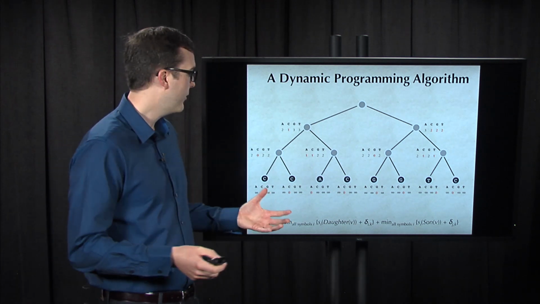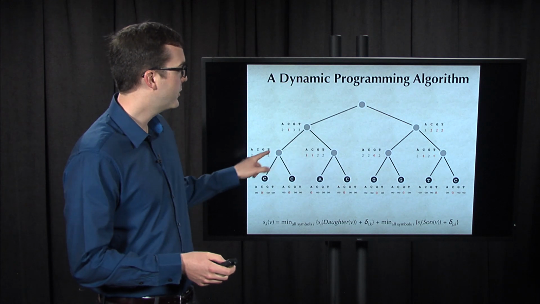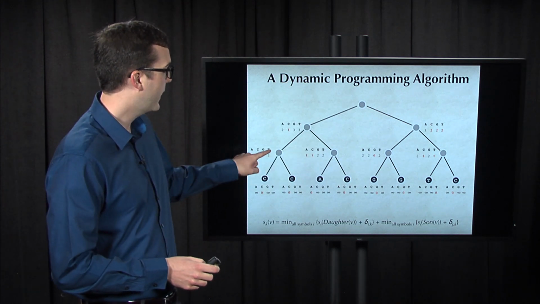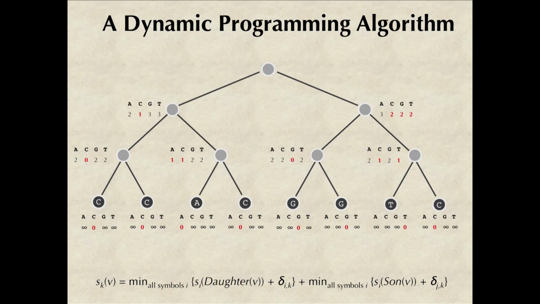C should be pretty straightforward because C is a minimum at each of these two nodes. So if we assign a C here and a C here, we get parsimony scores of 0 and 1, and we have no conflicts here. So this is really what the recurrence relation is saying.